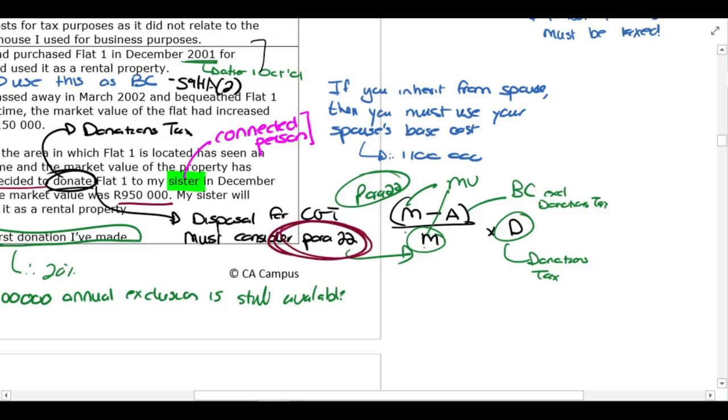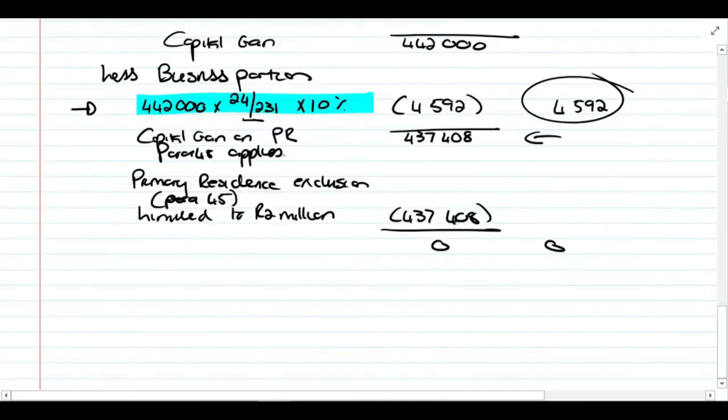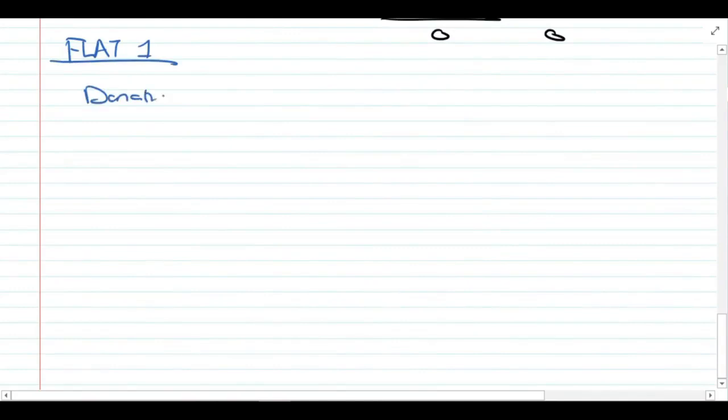Paragraph 22 says M minus A over M times D. M is the market value, A is the base cost, and D is the donations tax. So somewhere you have to know what that donations tax is. Okay, so let's do it. So here we go. This is flat number 1. The first thing I would do as a calculation is a calculation of the donations tax.